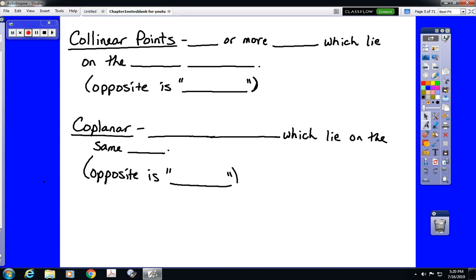So the first official vocabulary word of the year is collinear points. Collinear points are three or more points, and we have to specify because through any 2 points there is one line. So we have to have at least 3 points that lie on the same line. The opposite of this would be non-collinear. So anytime we see the word collinear, it's referring to 3 or more points which lie on the same line.